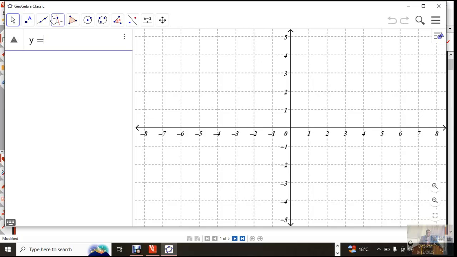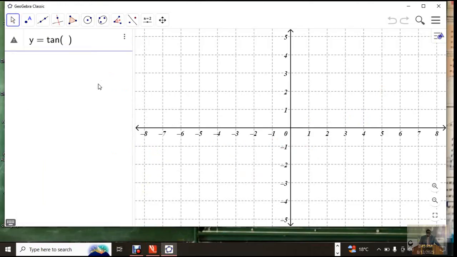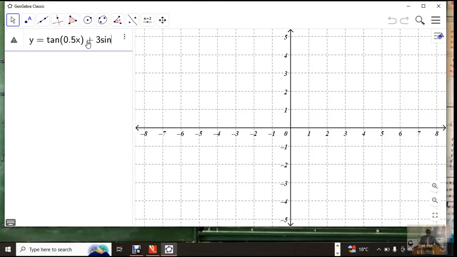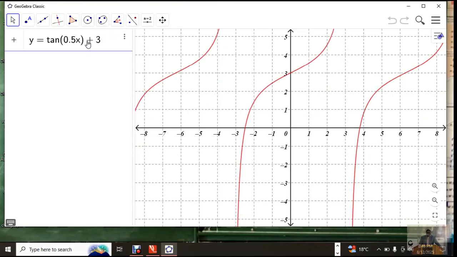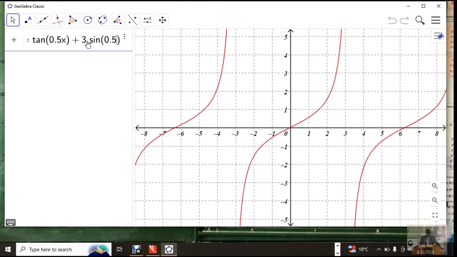That equation is a very interesting value. Let's just quickly go back and find out. Well, it's a tan of a half x, so it's tan 0.5x. And then we have something else that is done to it, plus 3 sine of 0.5 of x.